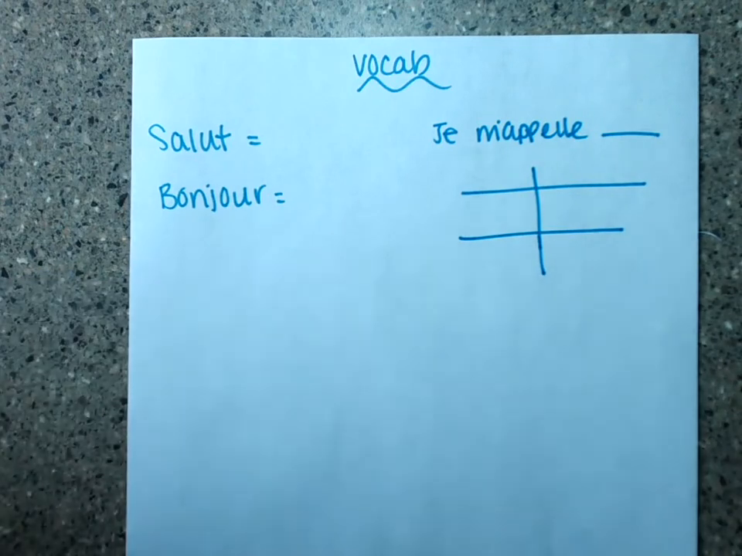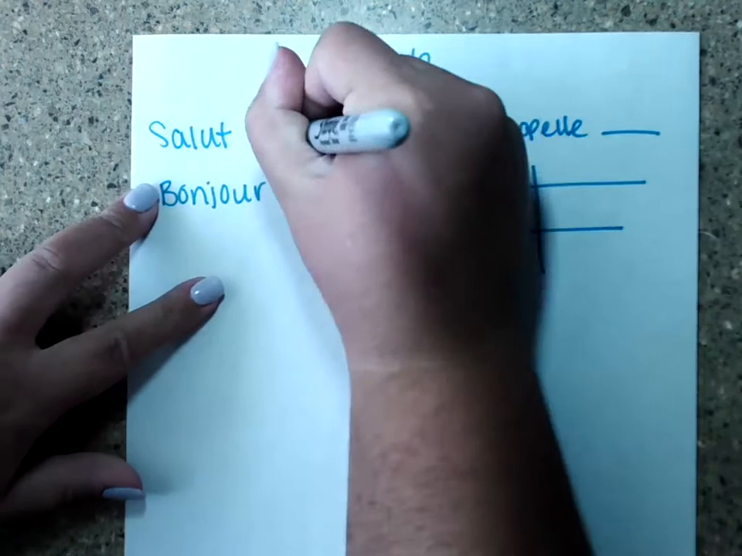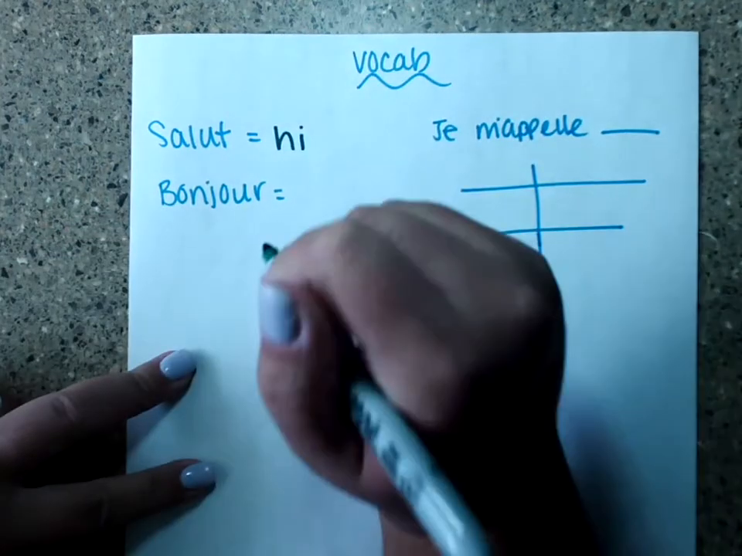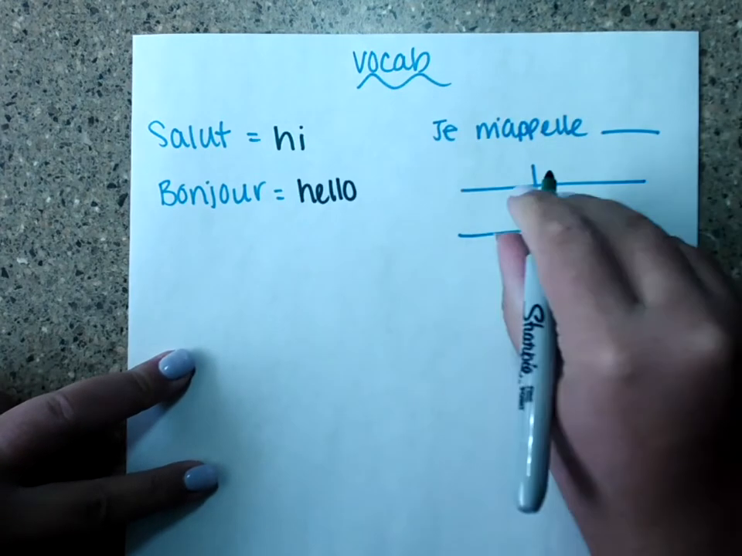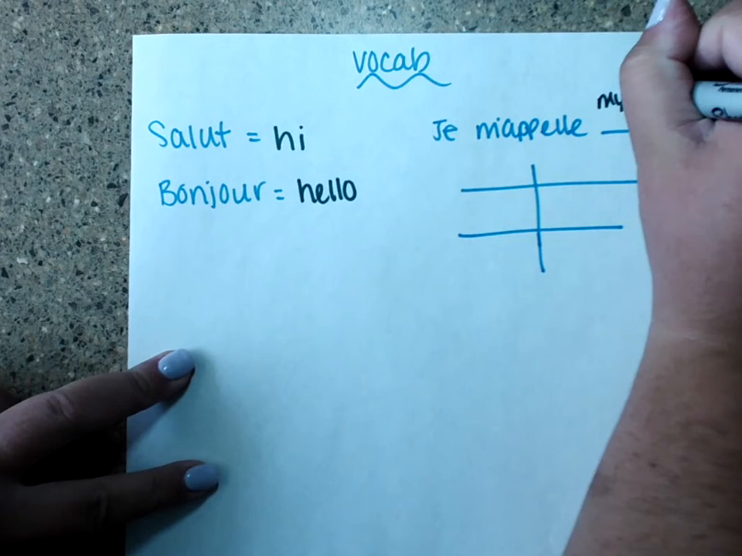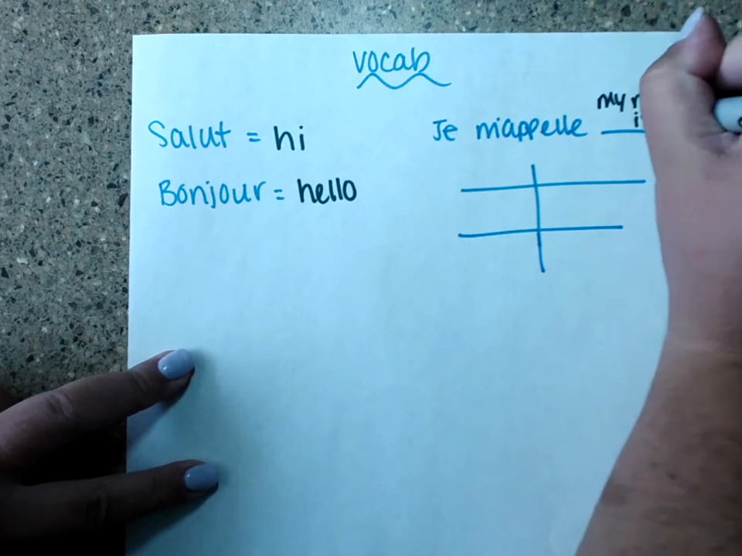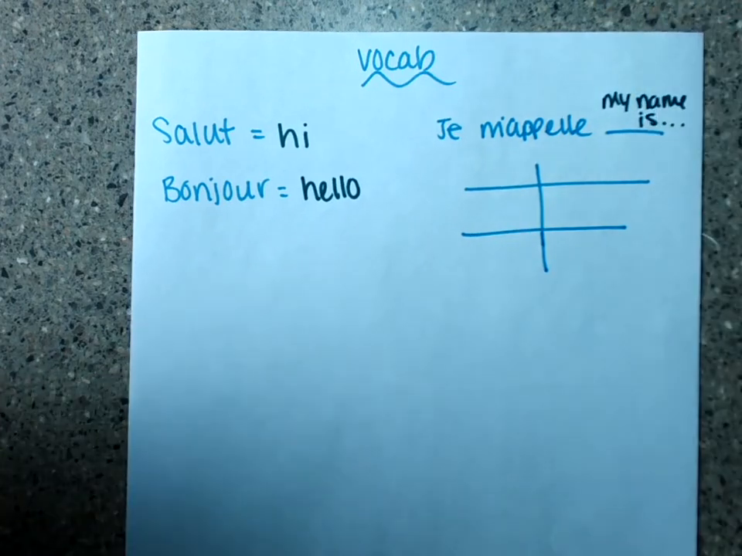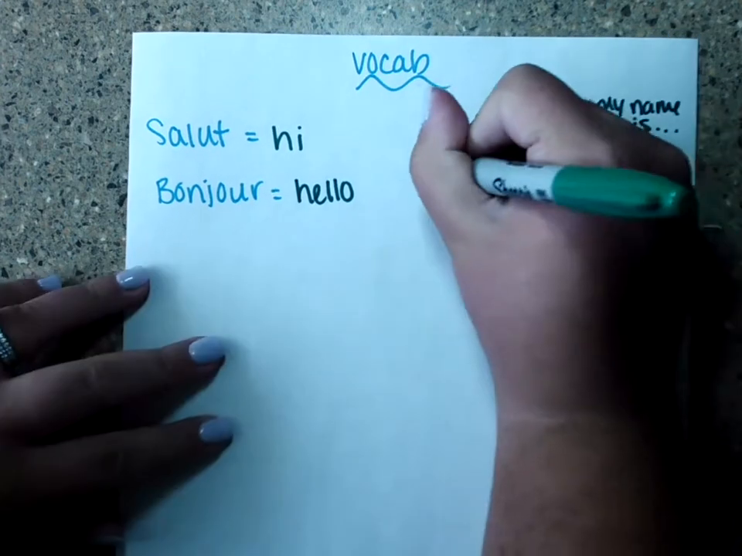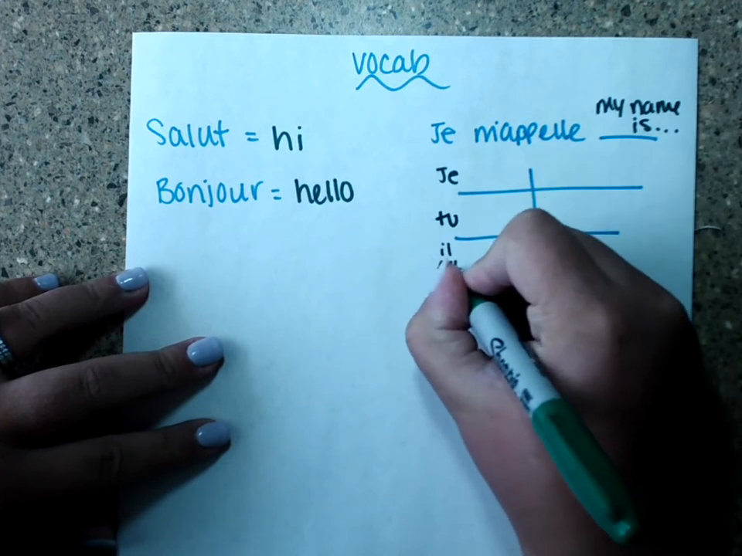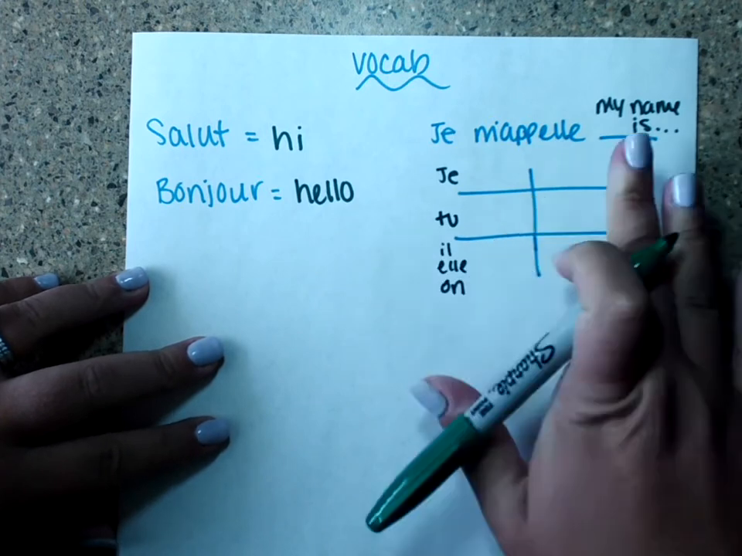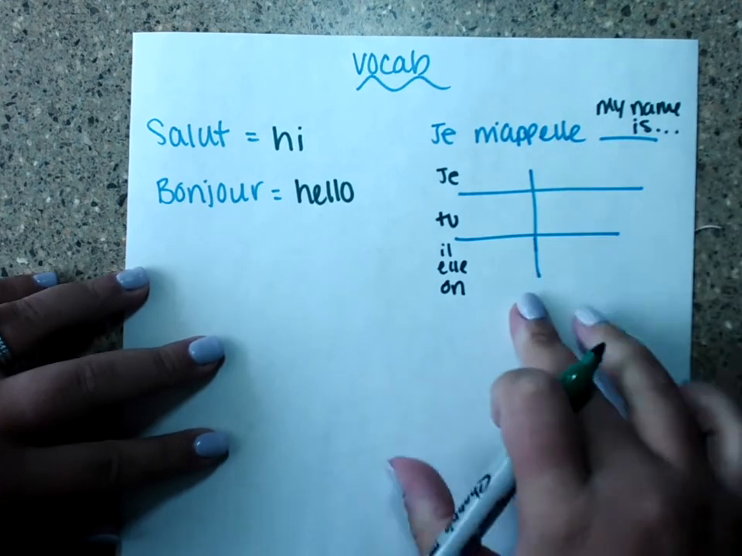So salut, if you remember correctly, salut means hi. So we're going to write down hi. Salut means hi. And bonjour meant hello. Je m'appelle was my name is. And the subject pronouns in French that we learned were je, tu, il, elle, on. And before we fill in the second half, let's go through what these ones mean.